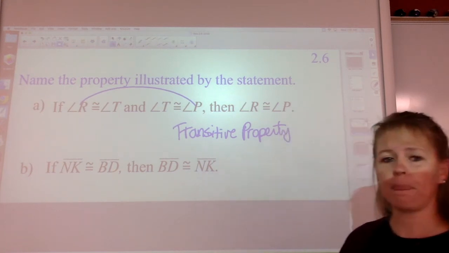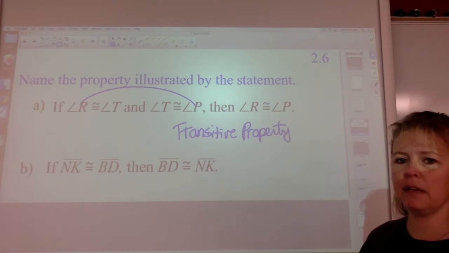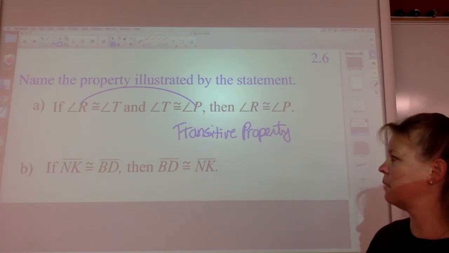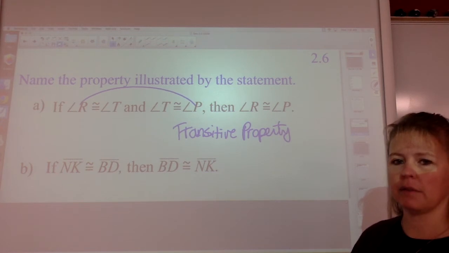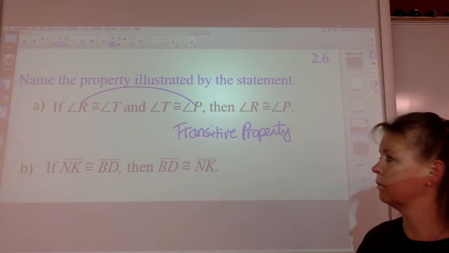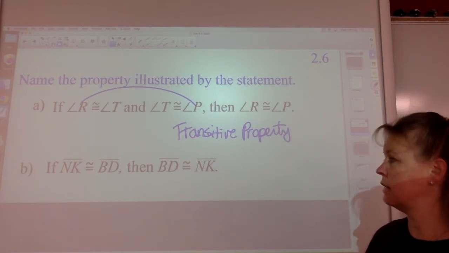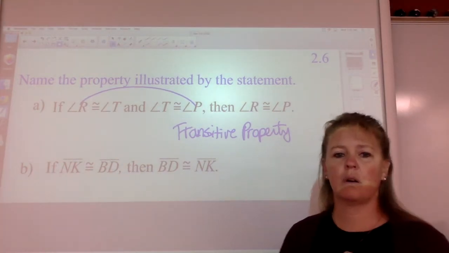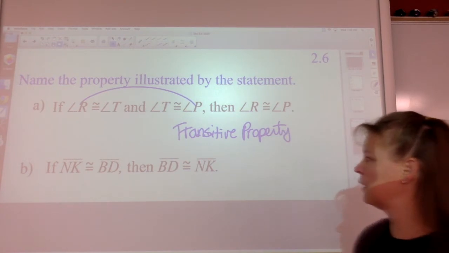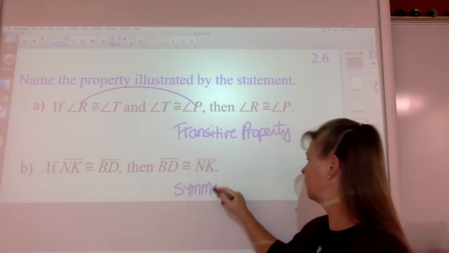Next one. If segment NK is congruent to segment BD, then segment BD is congruent to segment NK. Pause it. Go find it. Don't cheat and just wait for me to start. Go find it on your own and see why you can take segment NK and BD and switch the order of them. Exact same statement, order is reversed. That is the symmetric property.